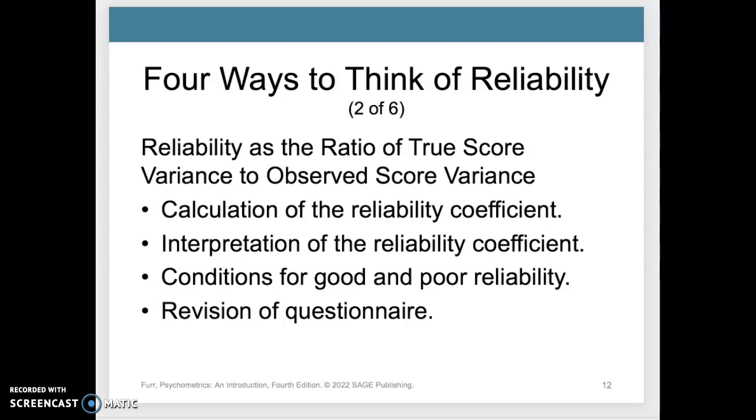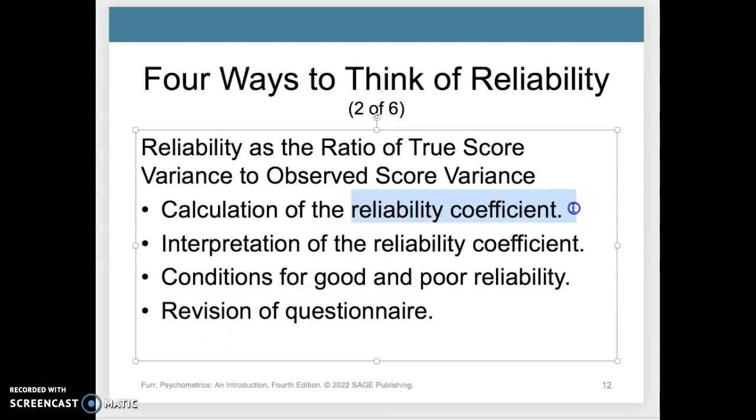So there are different ways to think of reliability. One way to think of reliability is the ratio of true score variance to observed score variance. And what you can do is calculate a reliability coefficient and interpret that reliability coefficient. Let's talk about this a little bit more, right? So the score of the reliability coefficient can be between 0 and 1.